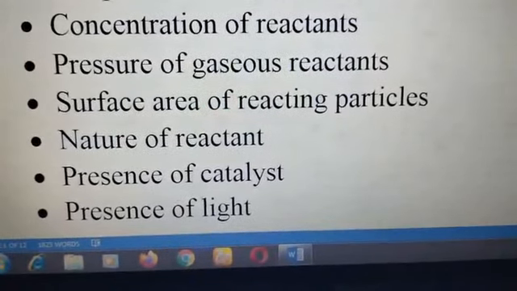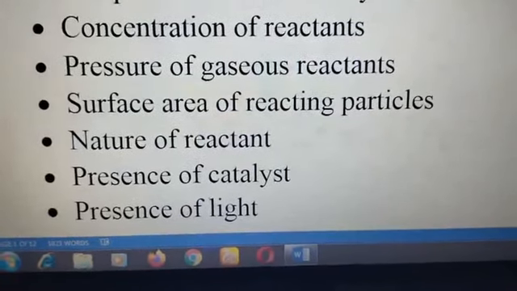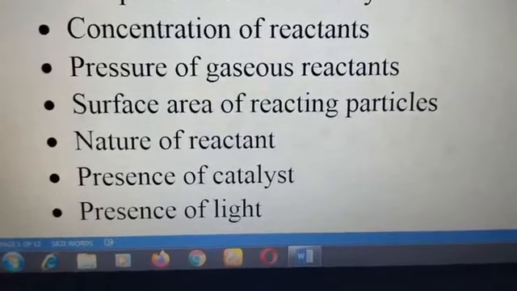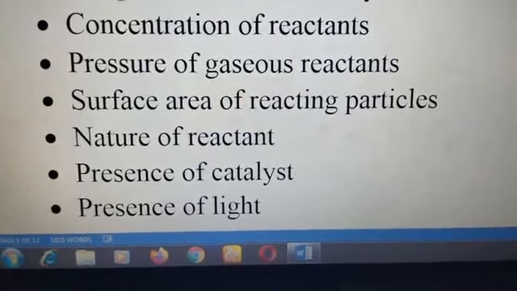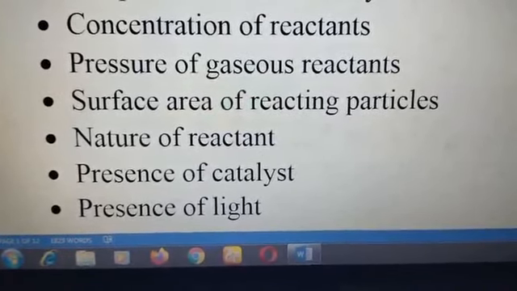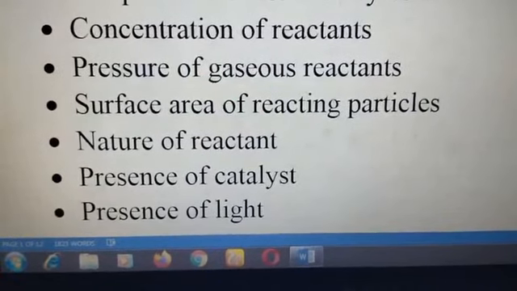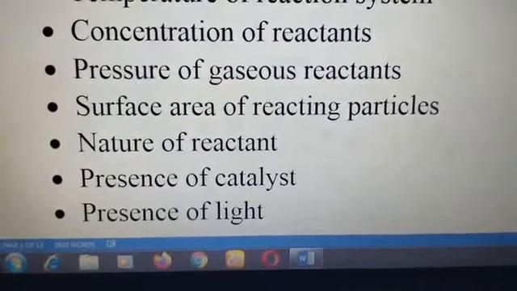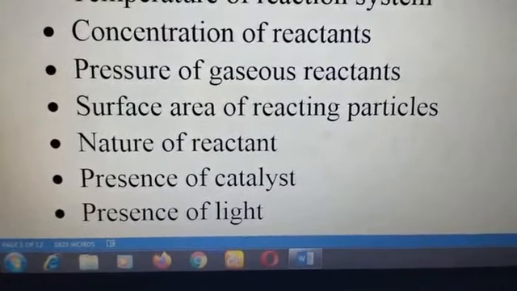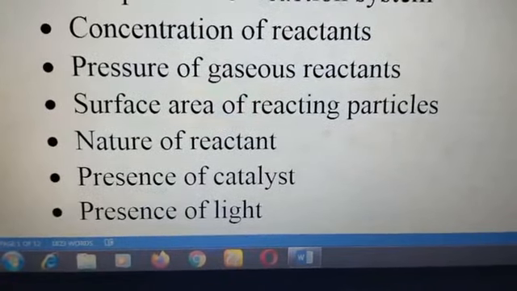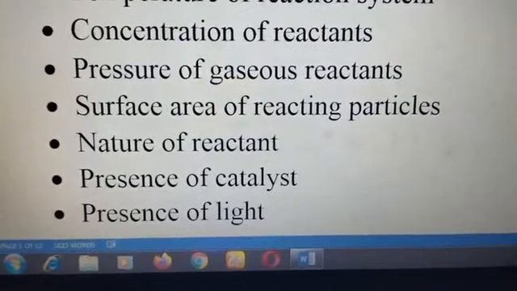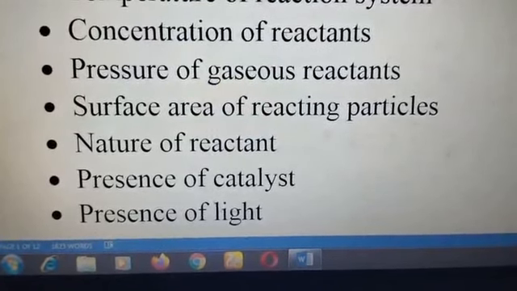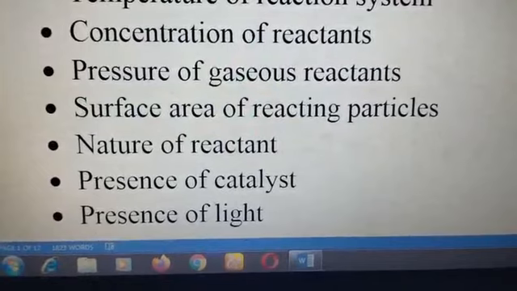So, how do we increase the pressure of gases? From Boyle's law, pressure is inversely proportional to volume. That means to increase pressure, I have to decrease the volume of the gaseous system. How do I decrease the volume of the gaseous system? It is by compressing the gas or the gaseous volume.